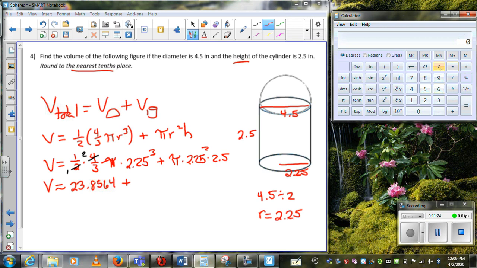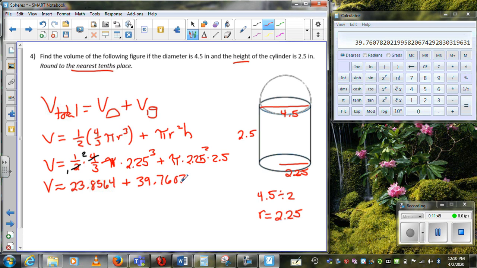Having trouble with it. So pi times 2.25. Maybe I'll just use my square button here. You probably have that button on your calculator. Times 2.5. And this is what I forgot to do in the last one. Just hit equals.